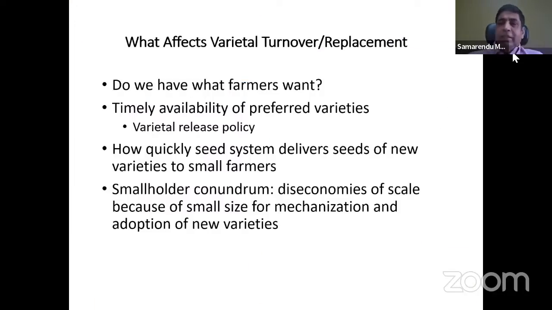So if you look at what farmers want, how does this varietal turnover take place? Why are farmers not accepting the new varieties? Why are the farmers still growing the older varieties? So the key question becomes, do we exactly know what farmers want? Is the released variety available to the farmer, the seed, and how quickly does the seed system deliver these new varieties?